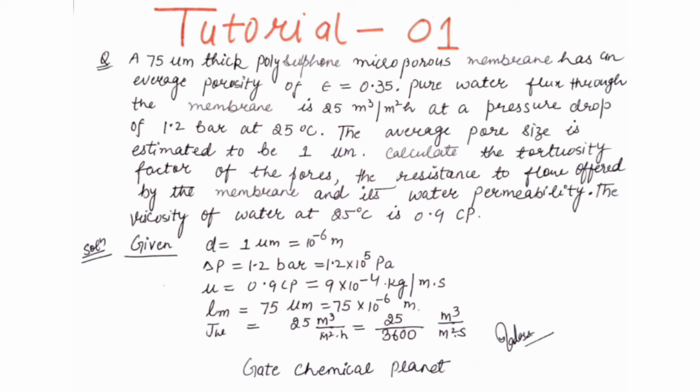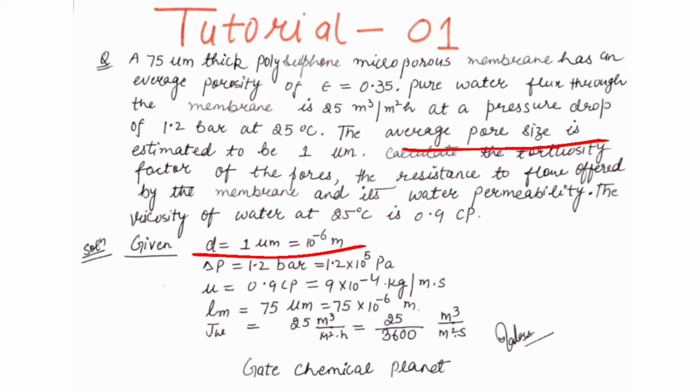The viscosity of water at 25 degrees Celsius is given, and it is equal to 0.9 centipoise. First we will write down all the values given. So here the pore size is given. The average pore size diameter D is 1 micrometer, which we will convert into 10 to the power minus 6 meter.